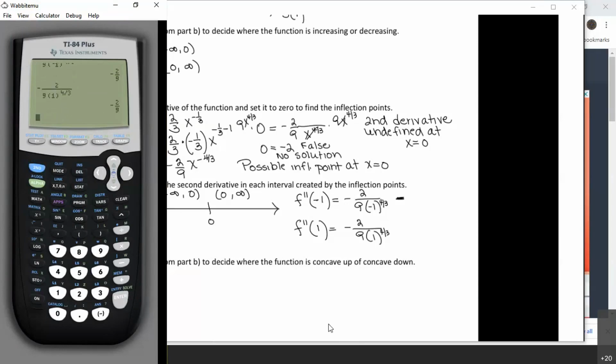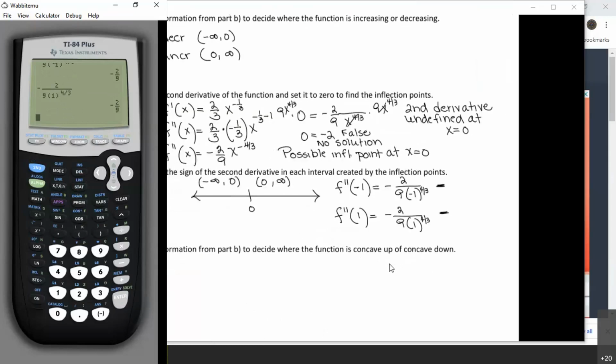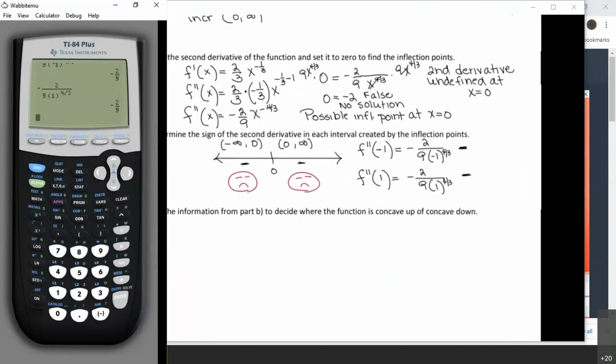Oh, wow, look, I got a negative value. Part of the reason you're getting a negative value is because you're raising this to an even power, which makes it positive. Then you're taking the cube root. So because you're raising it to an even power, you're getting the same answer for both. So I've got negative, negative. Let's look at concavity. It's concave down in both of those intervals.